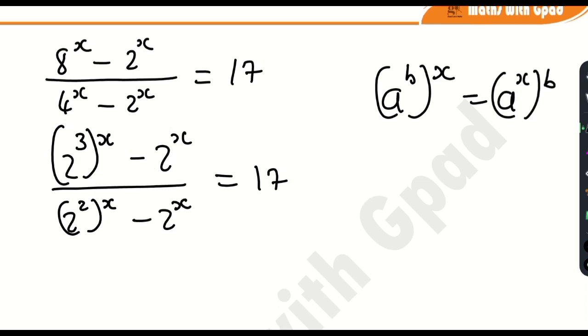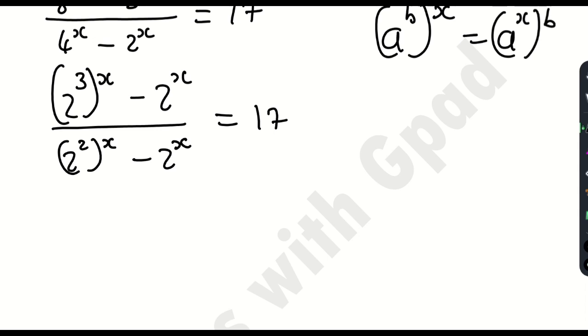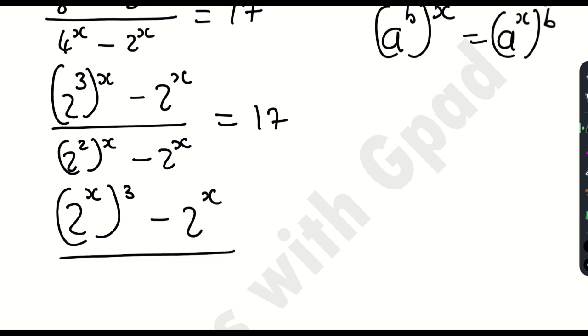Now let's continue. So I'm going to express 2 raised to the power of 3, then raised to the power of x, like this, 2 raised to the power of x. Remember, they're the same thing since the exponents here are commutative. We can switch the position. Then minus 2 raised to the power of x, all divided by the same thing here, 2 raised to the power of x, then 2 here, minus 2 raised to the power of x, all is equal to 17.